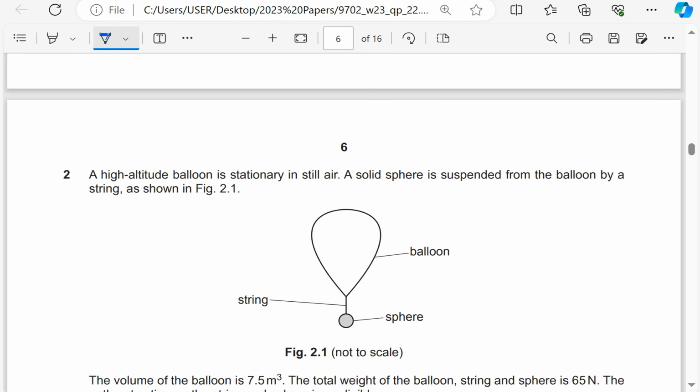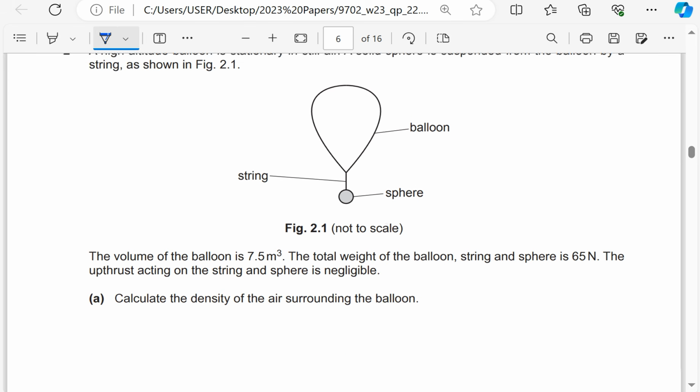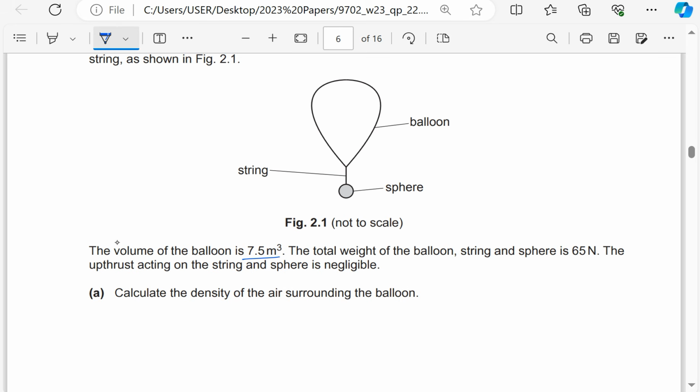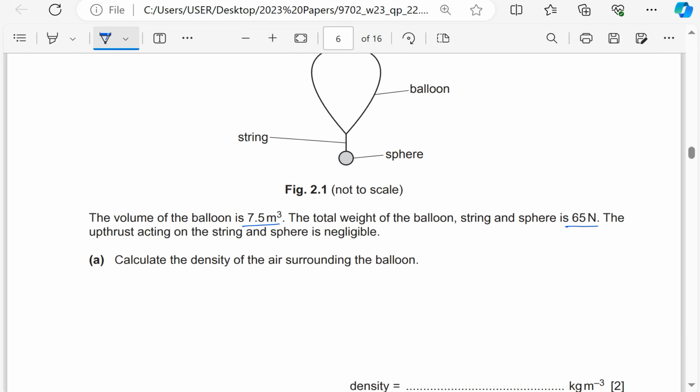Then a high altitude balloon is stationary in still air. A solid sphere is suspended from the balloon by a string as shown. The volume of the balloon is 7.5 meters cubed. Total weight of the balloon, string, and sphere is 65 newtons. The upthrust acting on the balloon, on the string, and the sphere is negligible. So upthrust is negligible. That means the viscous drag is the one which is going to be equal to the weight if there is equilibrium. Calculate the density of the air surrounding the balloon.